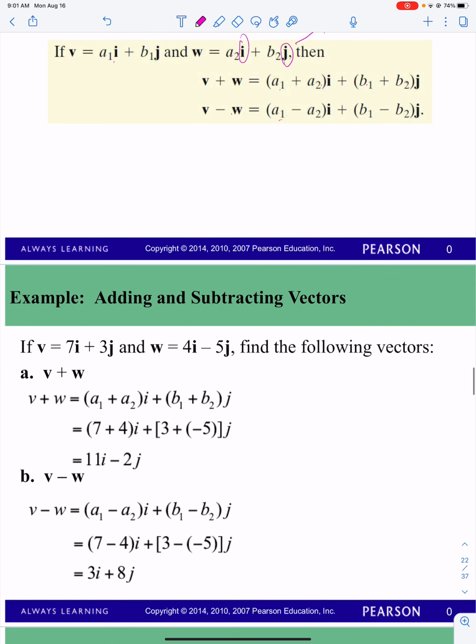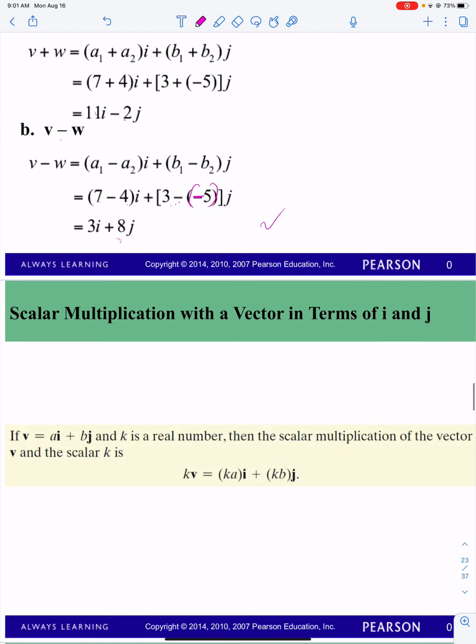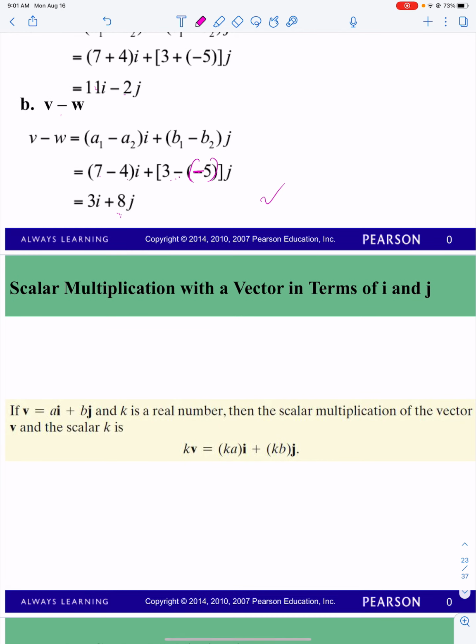Okay, so this is pretty straightforward. So 7 plus 4 is 11. 3 minus 5 is negative 2. When you subtract, you need to be a little bit careful. 7 minus 4 is 3. 3 minus negative 5: keep the sign, negative 5. So 3 minus negative 5 is plus 5, which gives you 8. Okay, good.